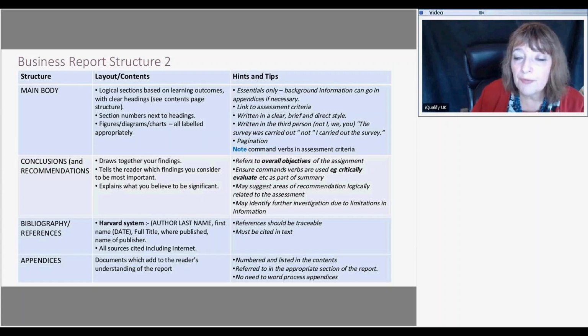And I would point out, note command verbs in assessment criteria. The most important thing, or one of the most important things, is you follow those command verbs, because it's not sufficient just to do a basic description. You have to be able to do stuff in detail.